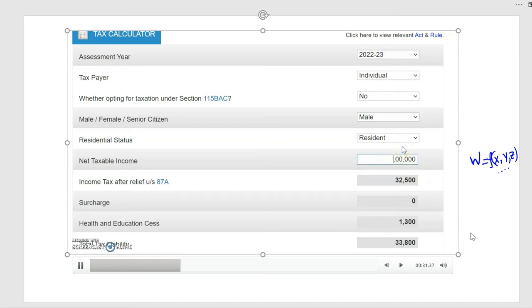you will see the total taxable amount and the tax liability. The bottom column is actually the tax liability, how much one person has to pay as tax. If somebody's income is below 5,000 per month, then there is no tax. But if it is more than 50,000, then what will be the income tax?